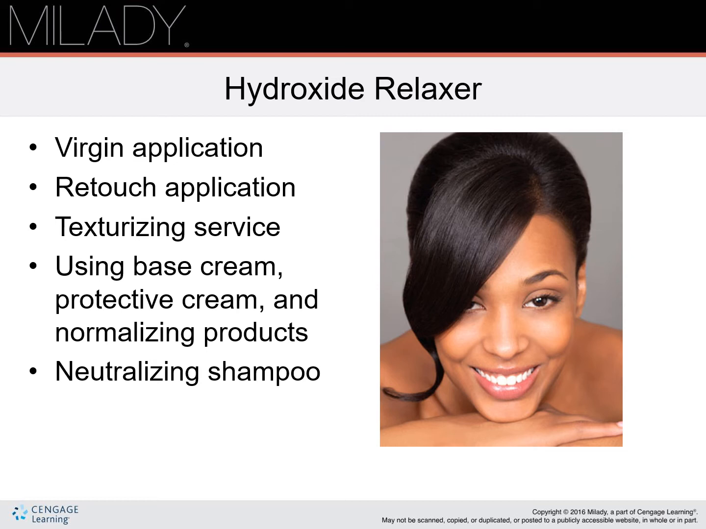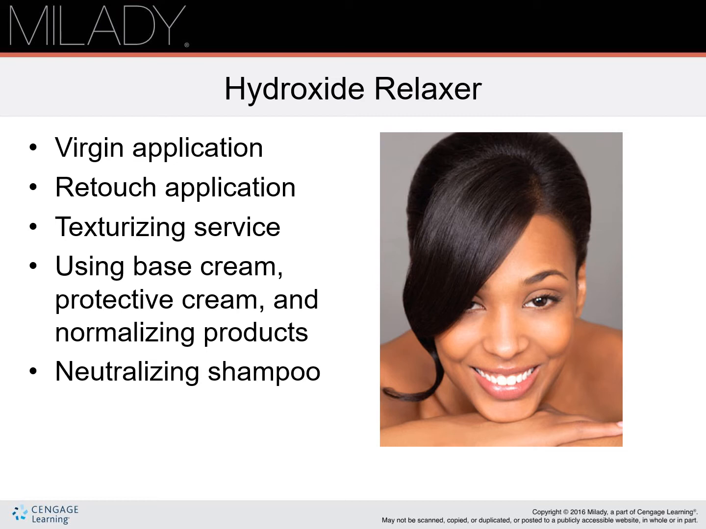Hydroxide relaxers. Although the same procedure is used for all hydroxide relaxers, application methods vary according to virgin and retouch applications. A virgin relaxer application. I know you guys have had this, you've passed your core evaluation on virgin relaxer applications, but I just want to talk to you to refresh you.